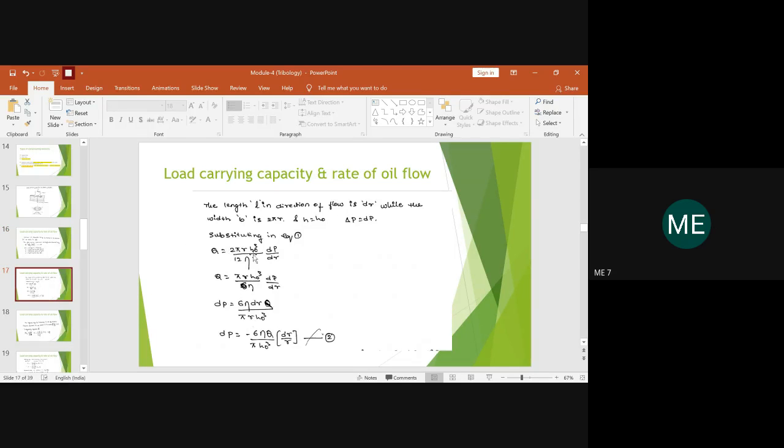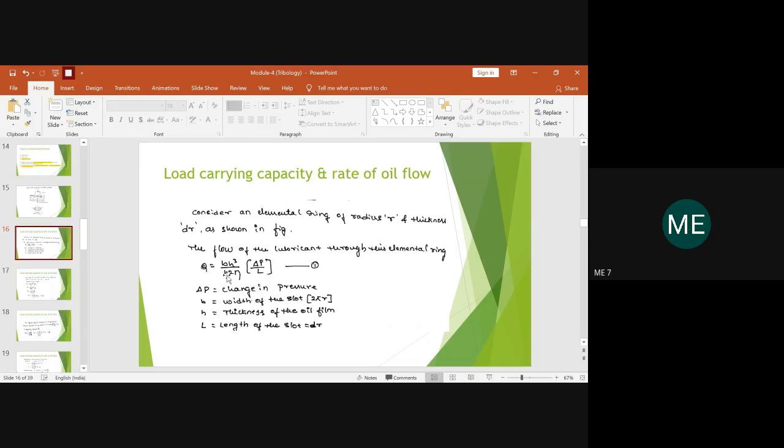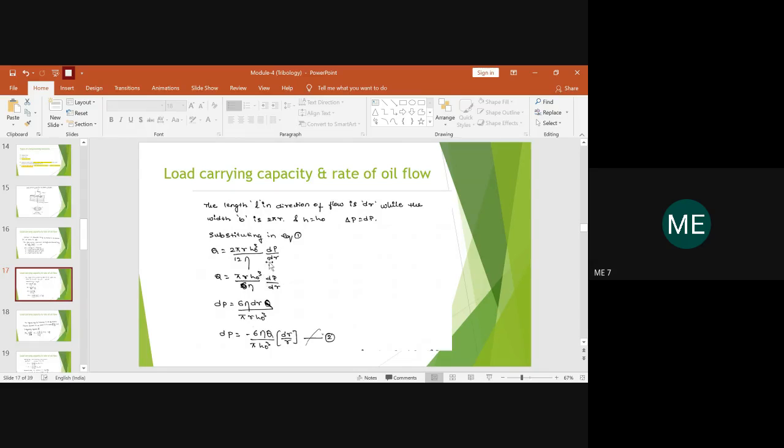And hence in the equation here, in place of h, you will write h naught whole cube divided by 12 into mu. So that remains the same, 12 into mu. And here we had change in pressure divided by the length of the slot. So length of the slot is nothing but dr. So in place of L, you will replace it by dr. So now the equation got changed into dp by dr. So this is the new version for the flow of the fluid.